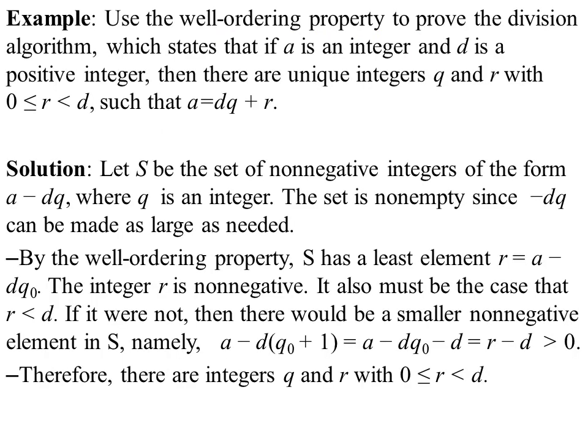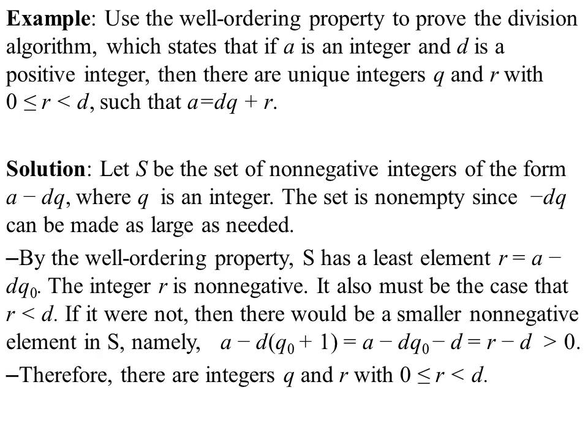Now let us use the well-ordering property to prove the division algorithm. This division algorithm states that if a is an integer and d is a positive integer, then there are two unique integers q and r satisfying the property that r's value lies between 0 and d minus 1. Then a can be expressed as a is equal to dq plus r.